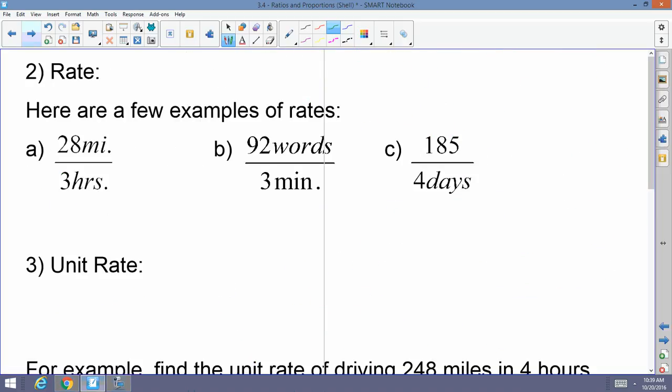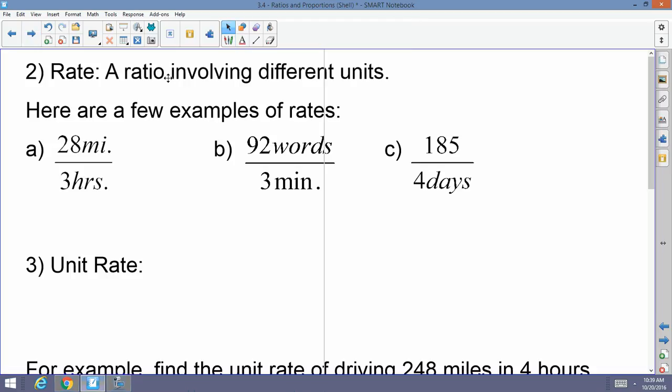Great job. Thank you. Okay, now, a rate. We know what a ratio is. We know how to define a ratio. We know how to write a ratio in 3 different ways. But what is a rate? Well, a rate is a ratio involving different units, guys. For example, 28 miles over 3 hours. Those are 2 different units. That's a rate.